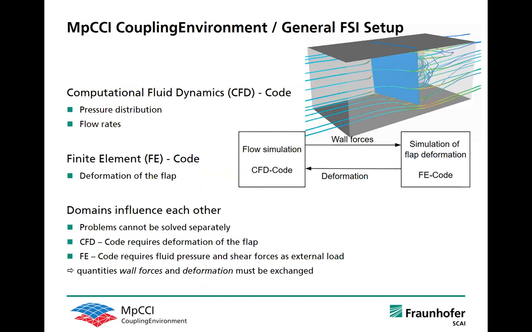And then MpCCI can help you to transfer the wall forces from the CFD part and send them to the structural part. There you do the calculation of deformation and then pass the deformations back to the CFD code and then do the next step, so that you can do a co-simulation on explicit time step level, or even on the iteration level per time step if you need better accuracy. In that case, MpCCI really helps to solve problems which cannot be solved separately. The movement and deformation of the flap strongly depends on the changing pressure fields from the changing fluid field, and the fluid field is directly influenced by the changing geometry of the flap. So you cannot solve it separately. You have to do it in a coupled way.